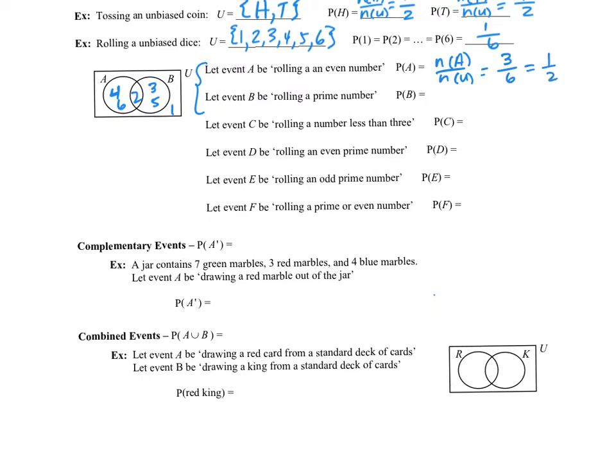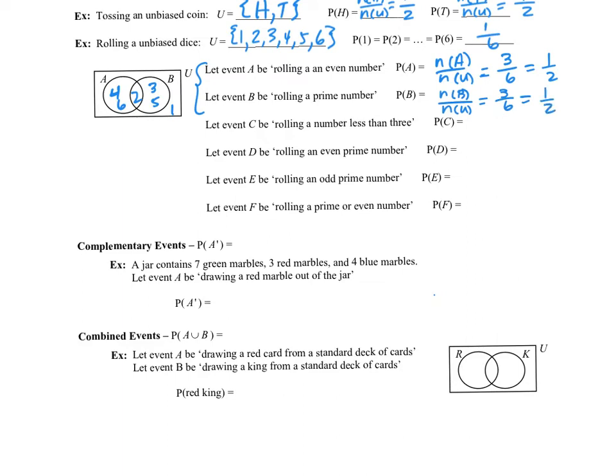Okay? The probability of B, rolling a prime number. Again, it's going to be the same probability because we have 1, 2, 3 ways that that can happen. So the number of ways that B can happen, 3, out of the number of possibilities in our universal set, 6. It turns out to be 3 out of 6, which also reduces to 1/2.